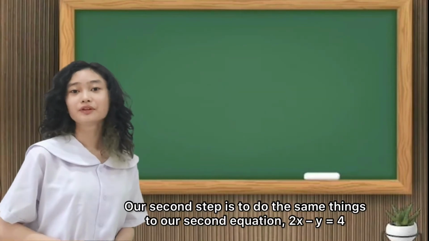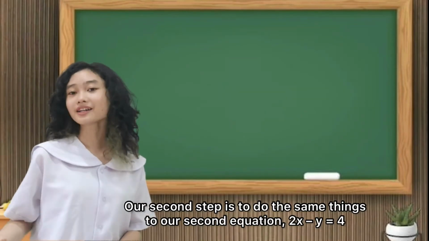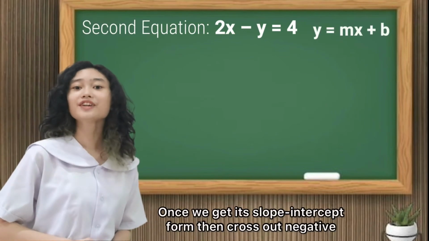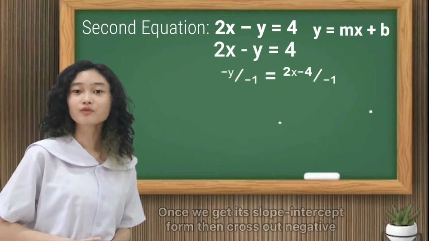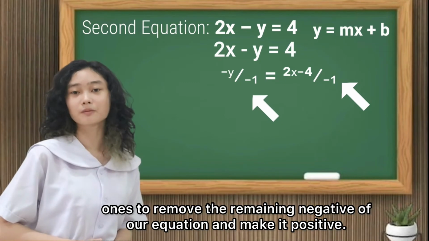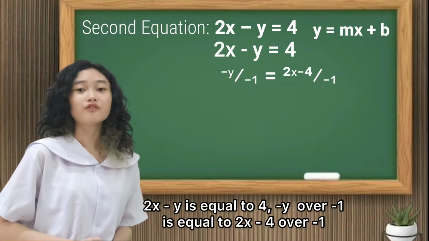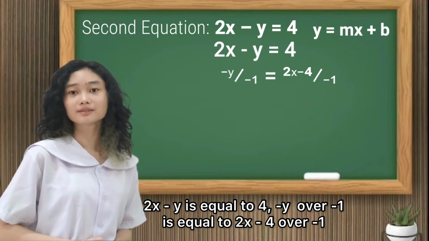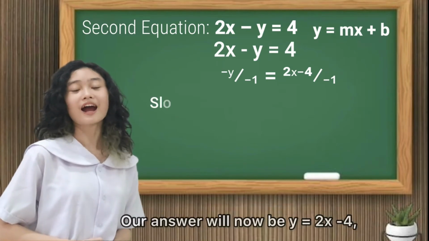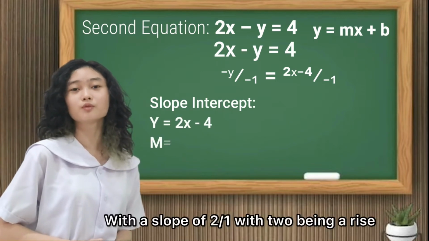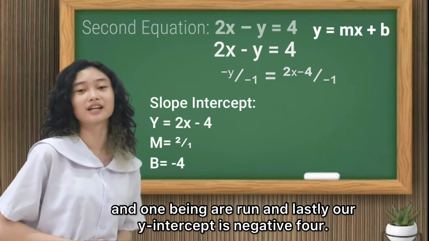Our second step is to do the same thing for the second equation, 2x minus y equals 4. Use the slope-intercept form. Once you get the slope-intercept form, we divide by negative 1 to remove the remaining negative of our equation and make it positive. Negative y over negative 1 equals negative 2x minus 4 over negative 1. Our answer will now be y equals 2x minus 4, with a slope of 2 over 1, with 2 being the rise and 1 being the run, and the y-intercept is negative 4.